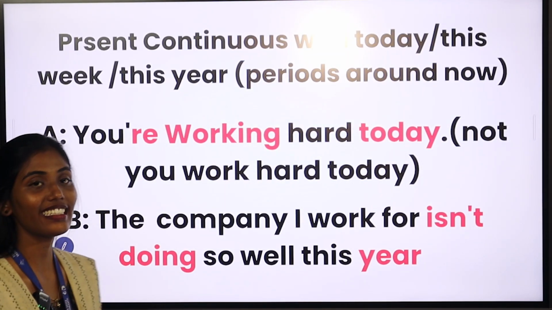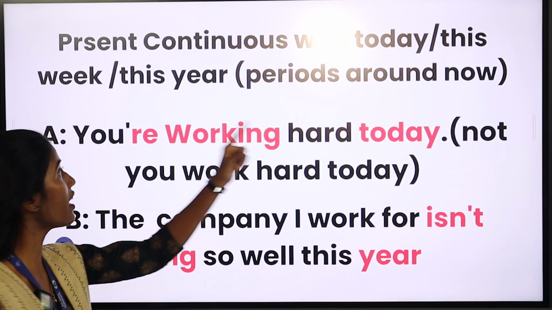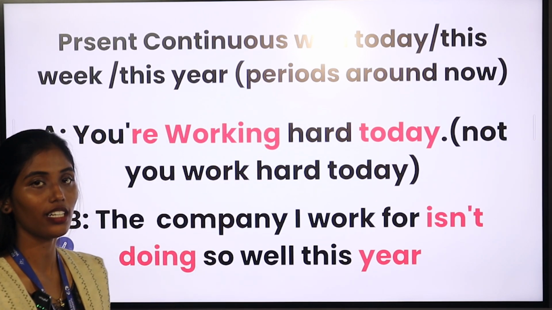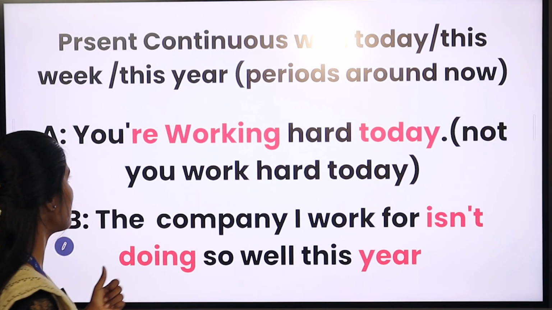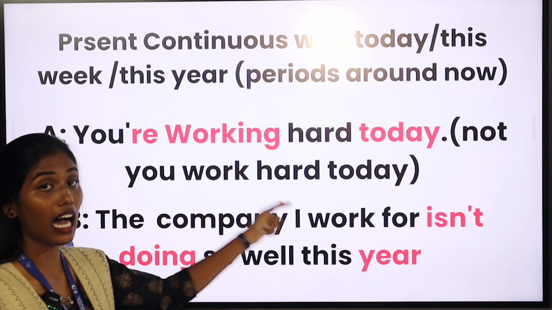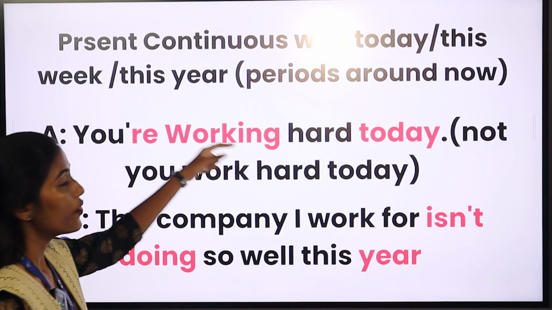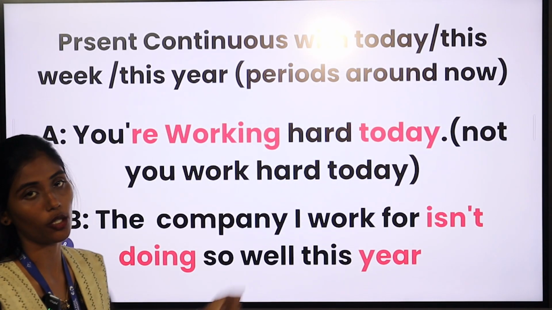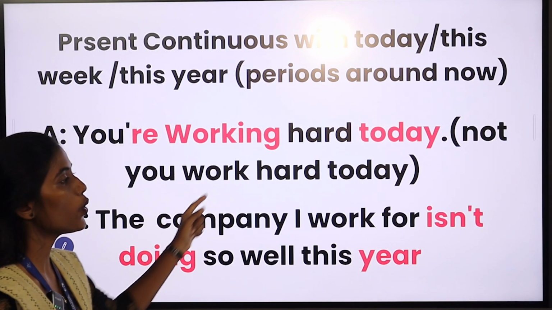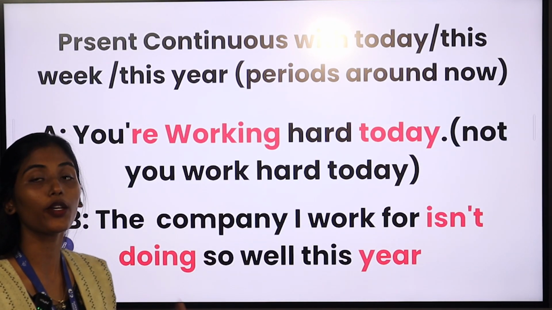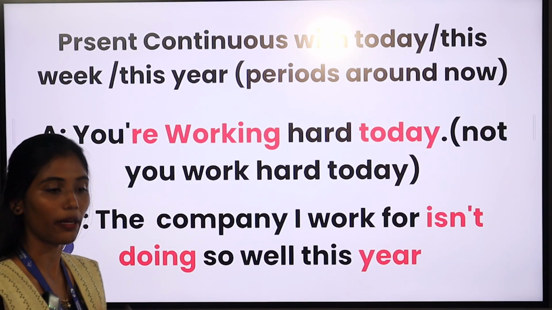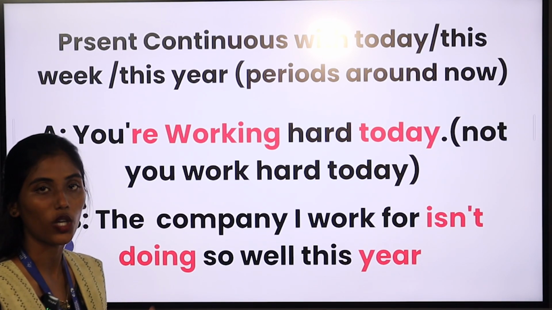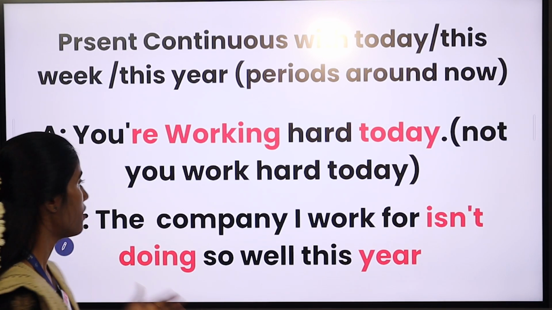And next, you can use the present continuous with periods like today, this week or this year. Let's see the examples. You are working hard today. Here working is the present continuous and today is the time period that you are using. You should not say you work hard today. You want to say I'm working hard, which is a progress thing. It is a continuing thing. You want to say I'm working today.